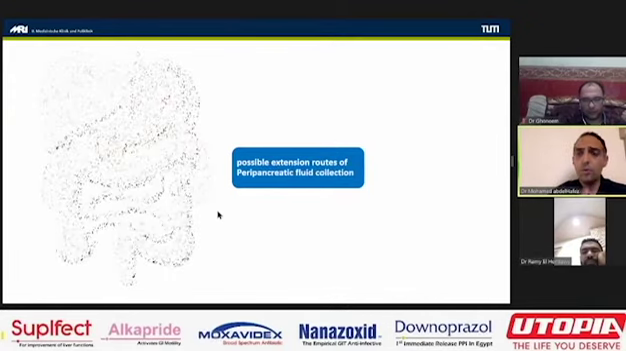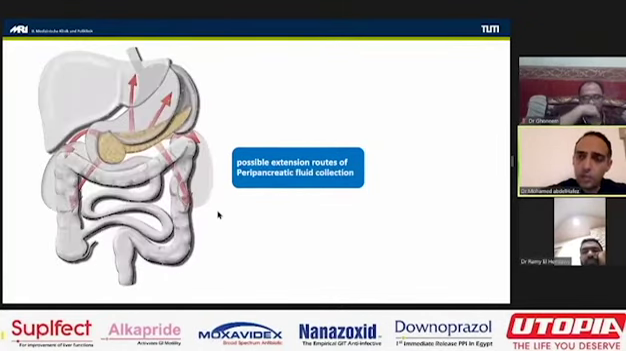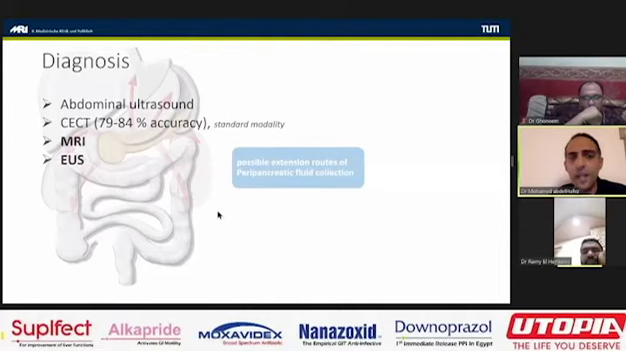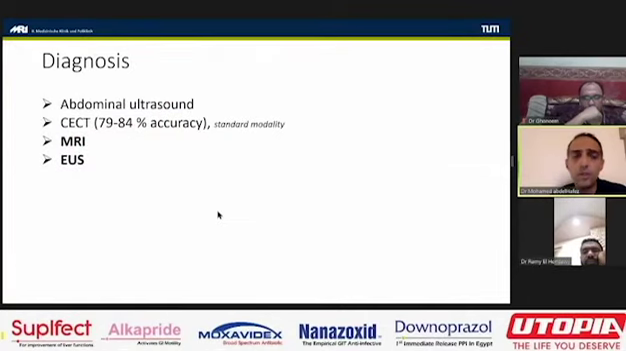This is the possible route. So we said that the fluid will come out, the secretions will come out from the pancreas, and these are the common routes for this fluid collection. It is mostly retroperitoneal. It can go in the gastric area, behind the duodenum, even down to the pelvis. The diagnosis, we can see it with abdominal ultrasound. Of course, CT is the standard modality to really measure and judge the fluid collection, as well as MRI and endosonography. Endosonography, of course, in this field is a game changer. In the field of peripancreatic fluid collection, it changed everything from the diagnosis till the treatment.